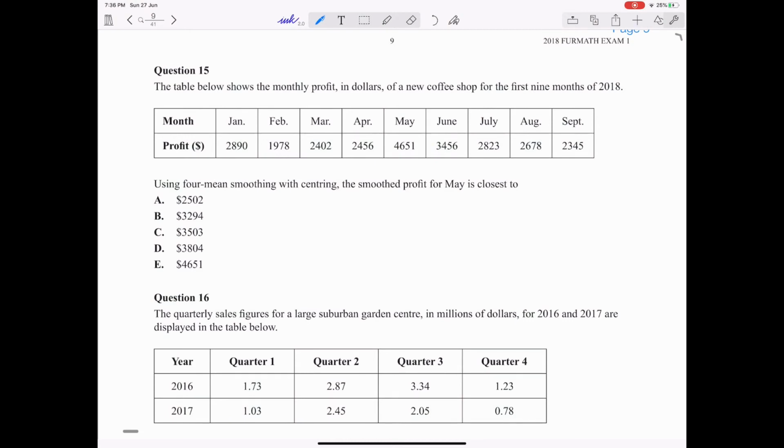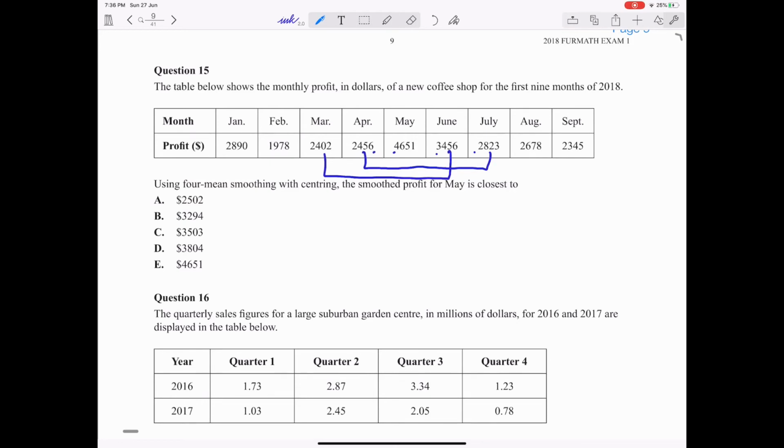Question 15. The table below shows the monthly profit in dollars of a new coffee shop for the first 9 months of 2018. Using 4 mean smoothing with centering, the smooth profit for May is closest to. So we need to calculate the 4 mean smoothing with centering for the month of May. To do this, you'd find the mean from April to July, so these 4 months, and you'd find the mean of March, April, May, and June as well.